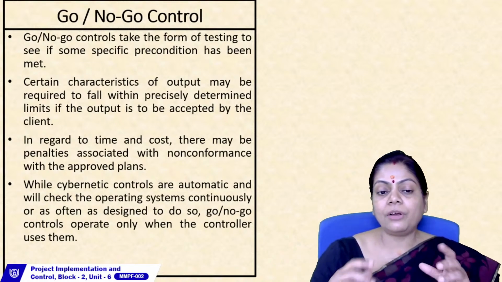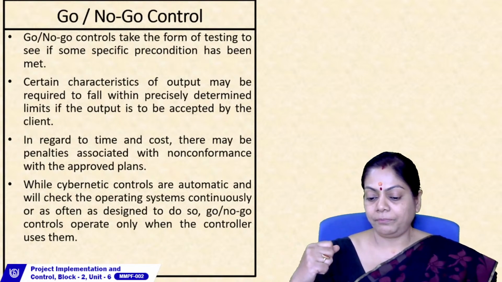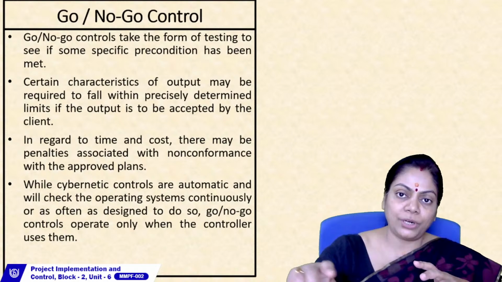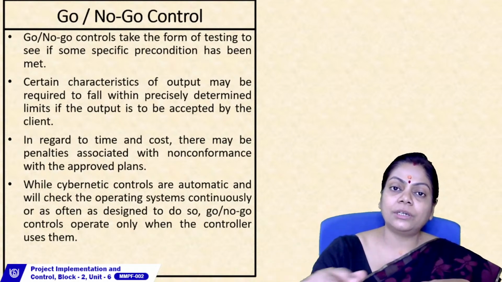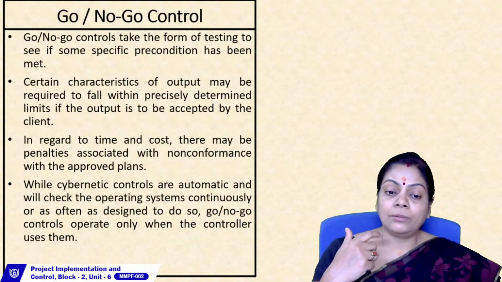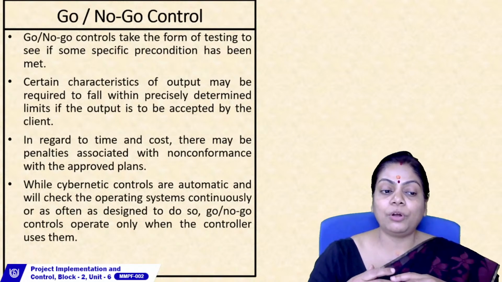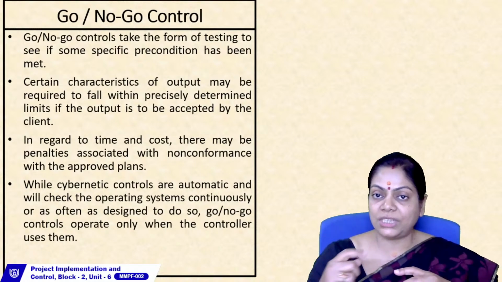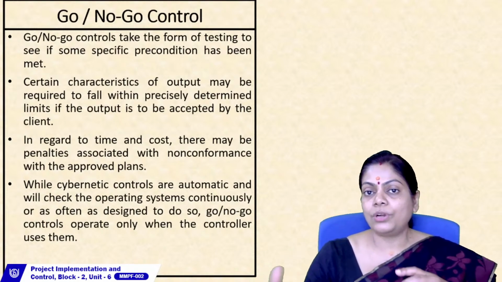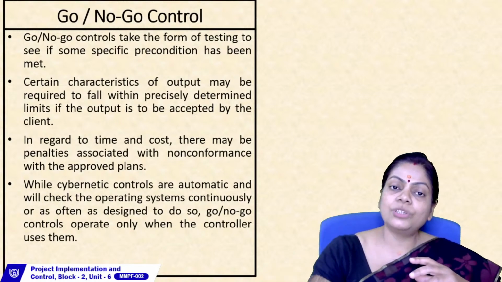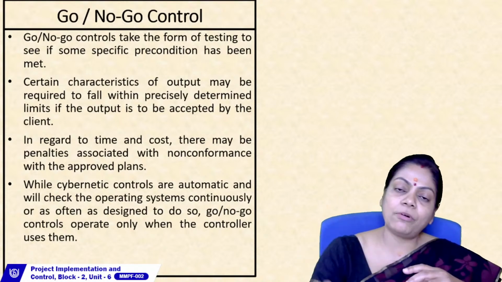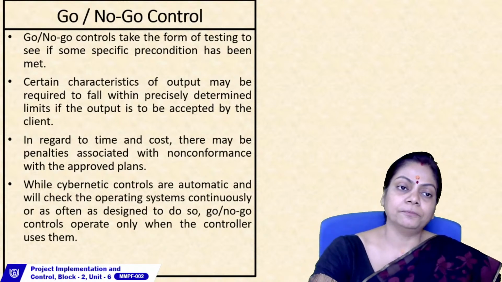See, cybernetic controls are automatic, and they will check the operating system, because the sensor is looking at the output continuously. But the go no go system will operate only when the controller uses it. Like the output has been produced, and now you're going for a go or a no go decision. The controller decides whether I will use this or not. Whereas in a cybernetic control, the sensor continuously performs the function of testing the output.